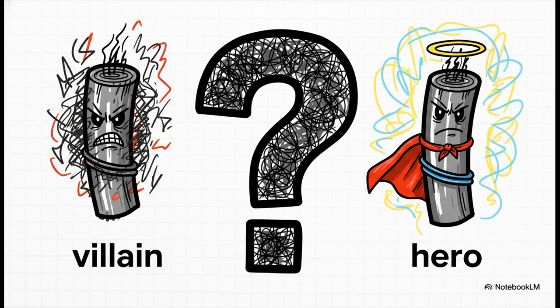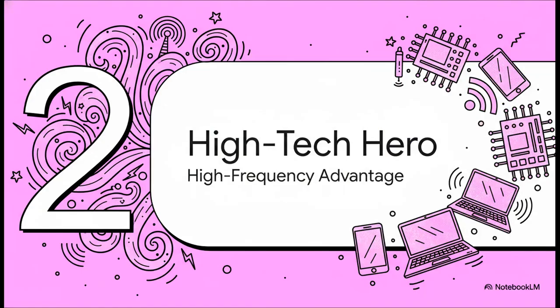But, and this is where the story gets really interesting, what if this villain, under just the right circumstances, wasn't a villain at all? What if this flaw was actually a feature? So let's switch gears. Let's leave the world of the low-frequency power grid and jump into the high-frequency realm of things like radio, Wi-Fi, and all our modern electronics.